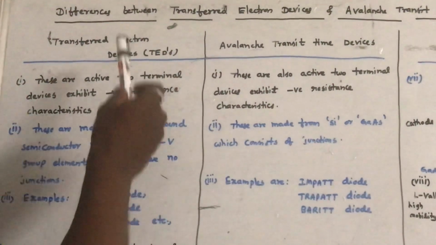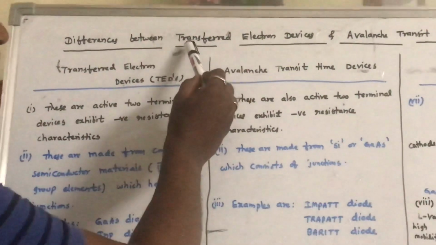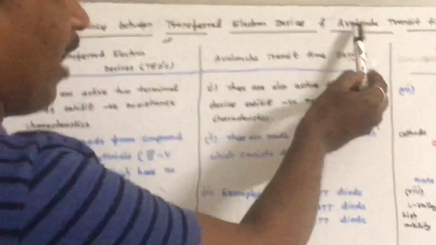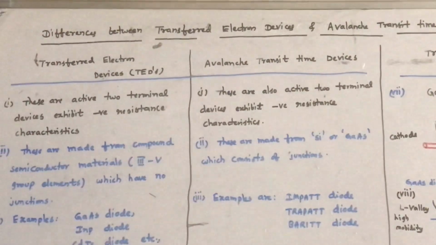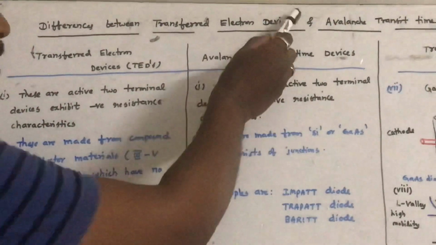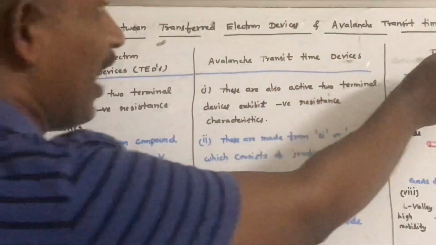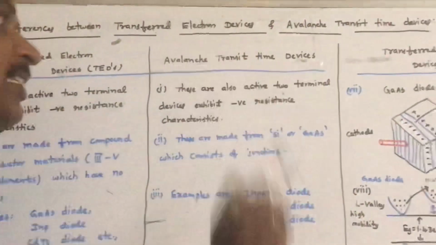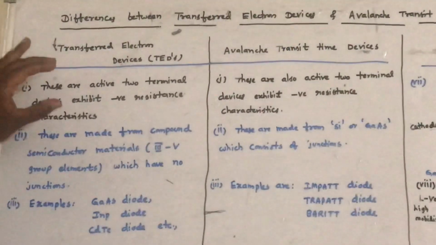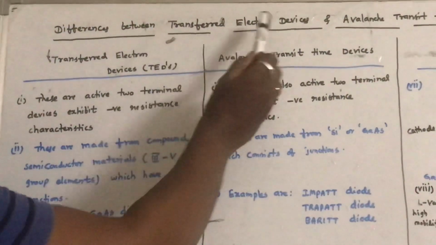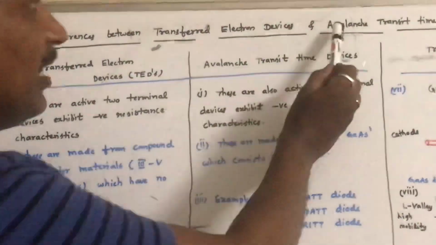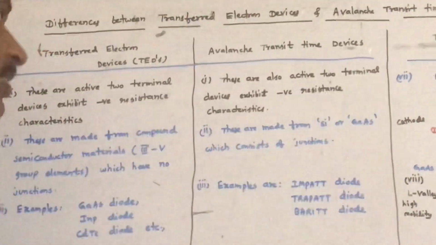See, these transferred electron devices and avalanche transit time devices both have negative resistance characteristics, but they use different mechanisms to establish negative resistance characteristics in the device. So today in this class, let us see some of the differences between these transferred electron devices, which are also called TEDs, and avalanche transit time devices.